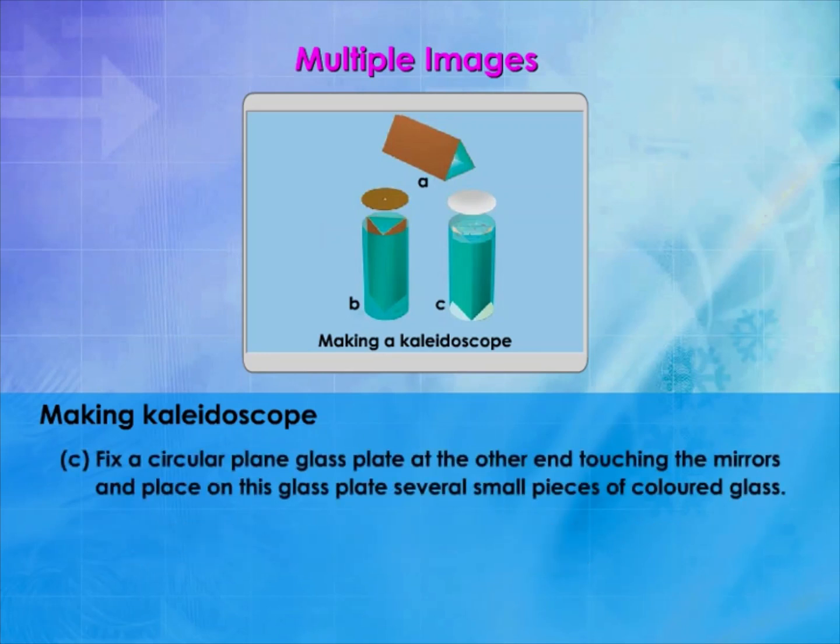At the other end, touching the mirrors, fix a circular plain glass plate. Place on this glass plate several small pieces of colored glass. Broken pieces of colored bangles can be used. Close this end of the tube by a ground glass plate. Allow enough space for the color pieces to move around. Designers of wallpapers and fabrics and artists use kaleidoscopes to get ideas for new patterns.